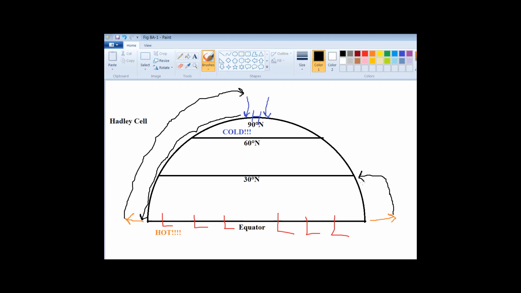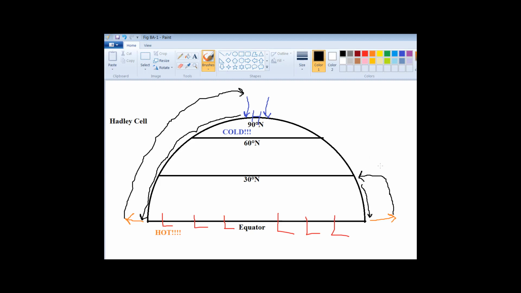And so we actually end up getting sinking air at 30 degrees. Recall from the hand twist model, which type of pressure system was air sinking in? That's going to be the kind of pressure you have at 30 degrees. And then finally, once this air sinks back down to the surface, it begins to move its way back to the equator.